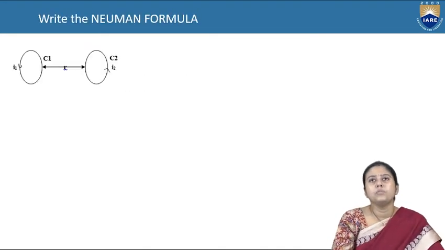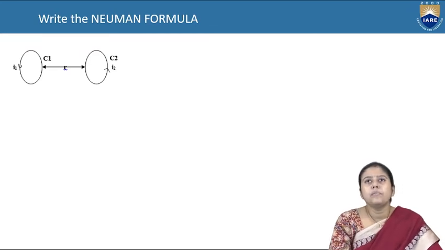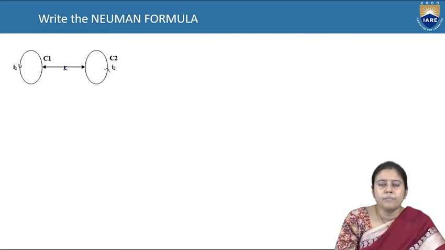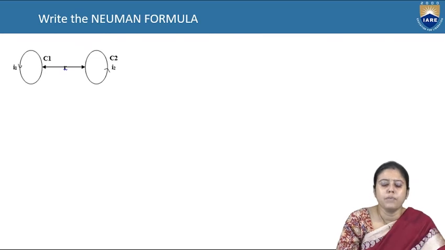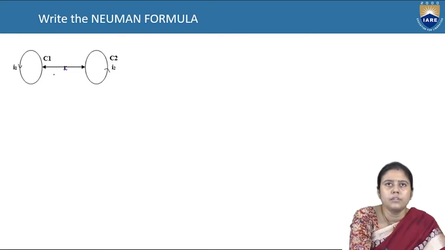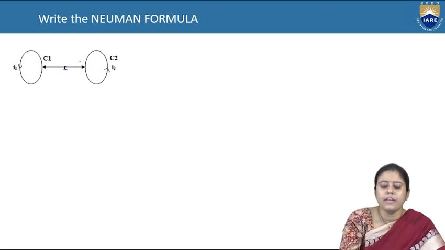Write the Neumann formula. The Neumann formula is very important in case of mutual inductance. So what is the Neumann formula? We are assuming two current carrying loops are there, and the distance between them is r.